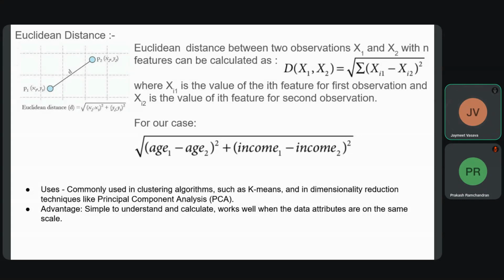So uses of the Euclidean distance: it is commonly used in clustering algorithms such as k-means and in dimensionality reduction techniques such as principal component analysis, PCA. The advantage of Euclidean distance is that it is simple to understand and calculate, and it works well when the data attributes are on the same scale. We'll talk about this being on the same scale further when we discuss this.